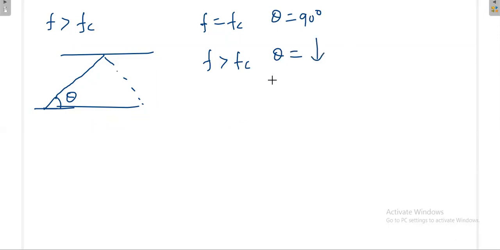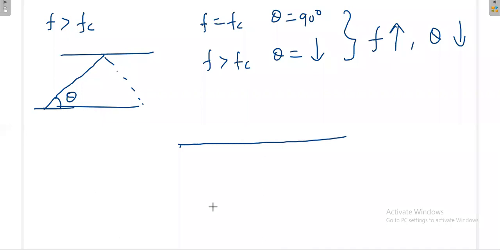So what is the idea here? As I increase f, what is the conclusion? When I increase the frequency value, my theta will reduce. That I can denote like this.